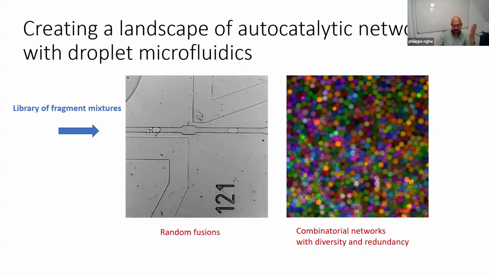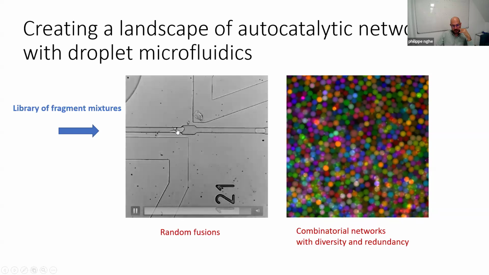So this is something we could study experimentally with microfluidics by creating a landscape of different autocatalytic networks and trying to explore the behavior of autocatalytic systems as a function of their composition and their interactions. So we inject fragments of the RNA I showed in the video, and this is a video of droplets. The droplets are typically 10 microns wide, so they are picoliters.